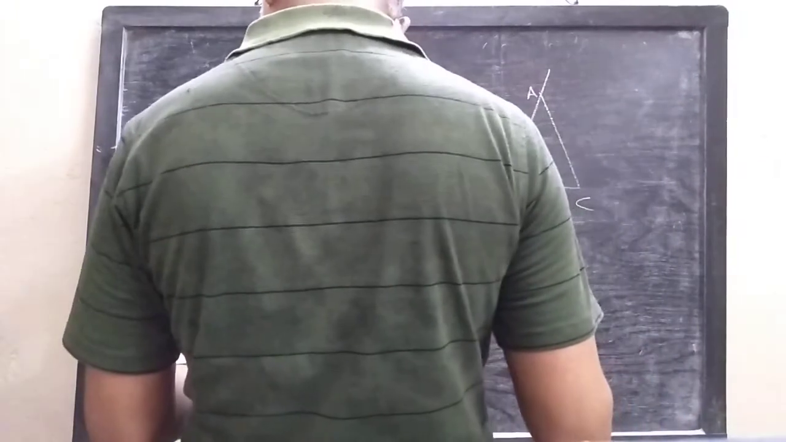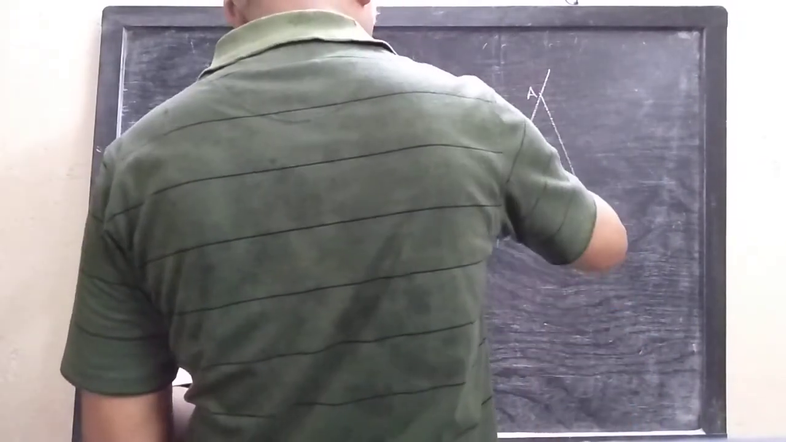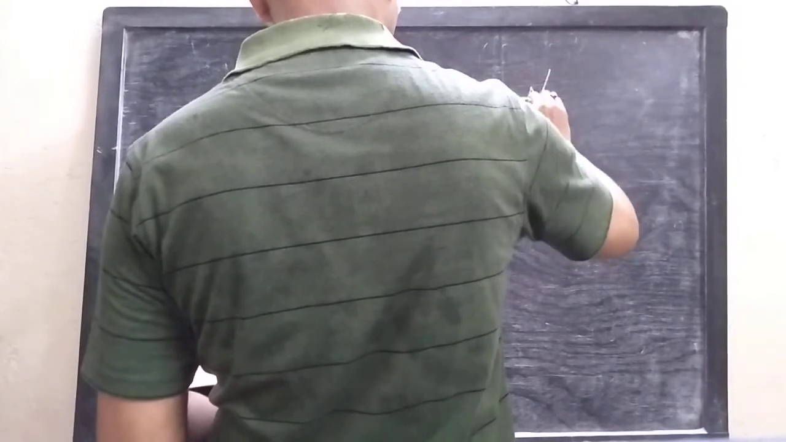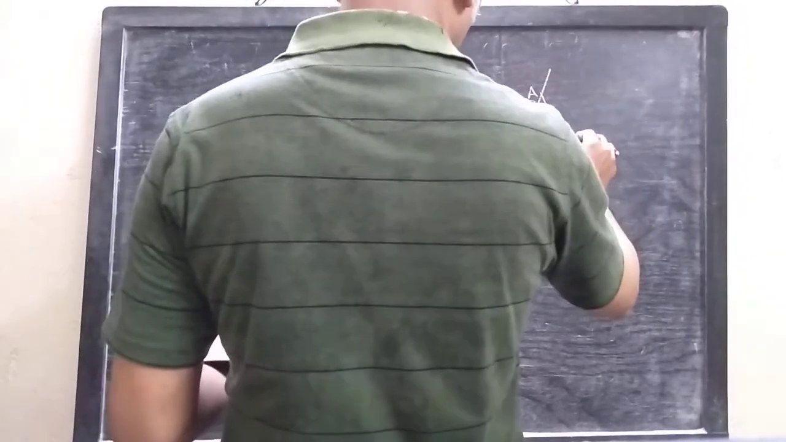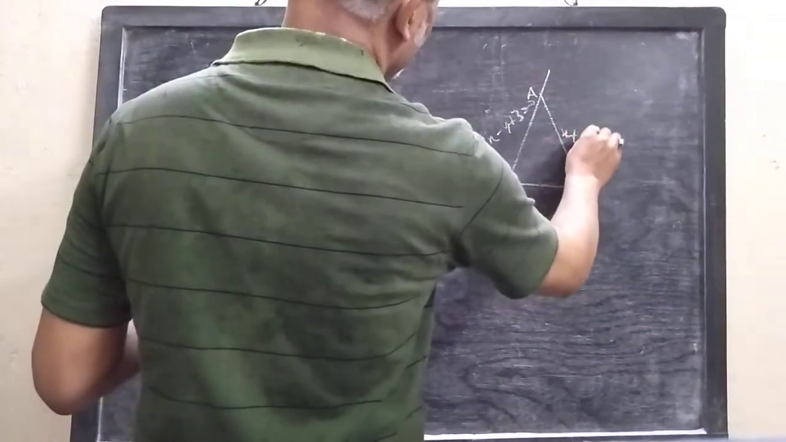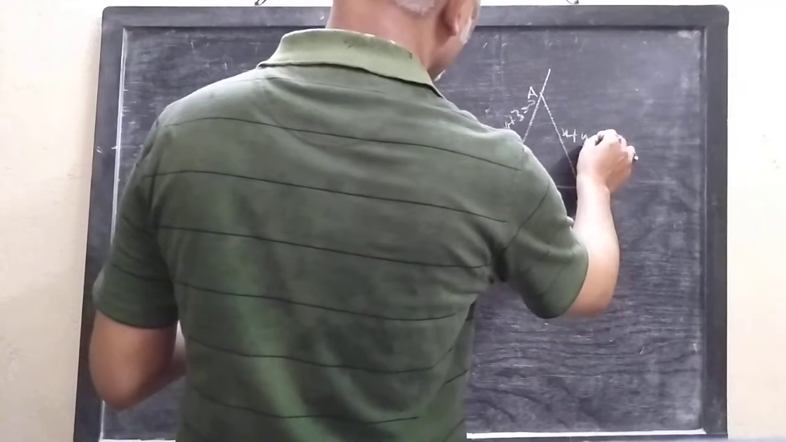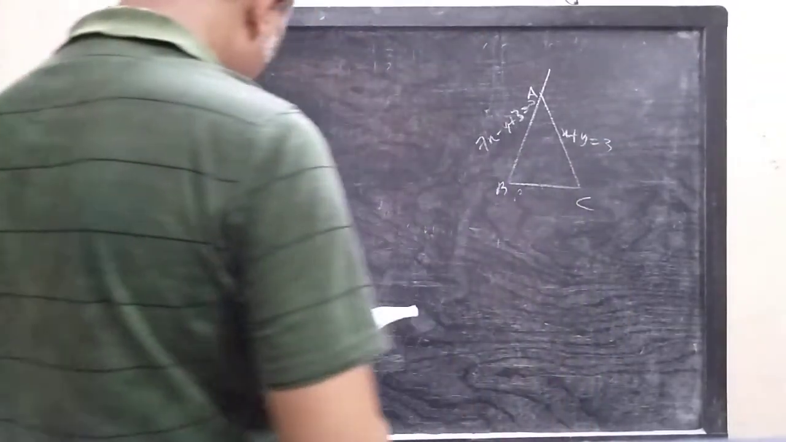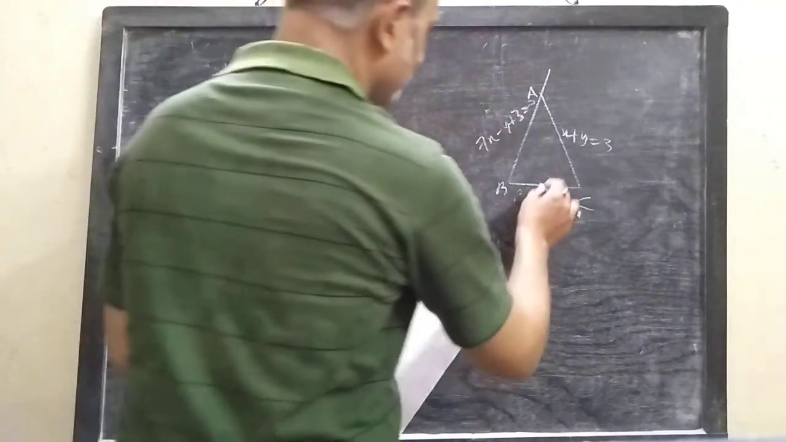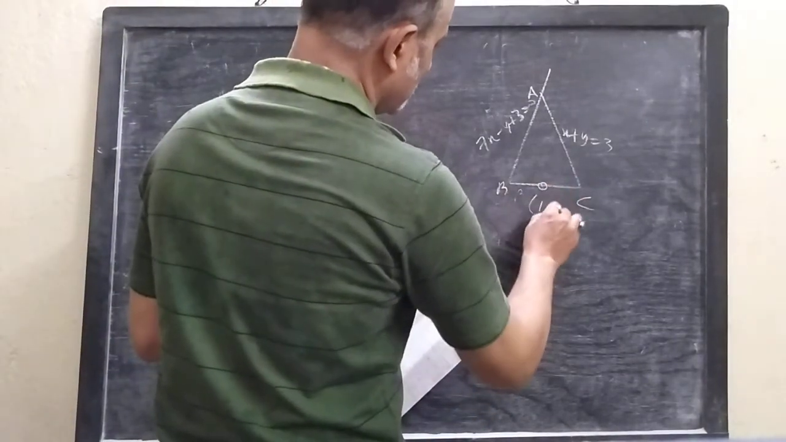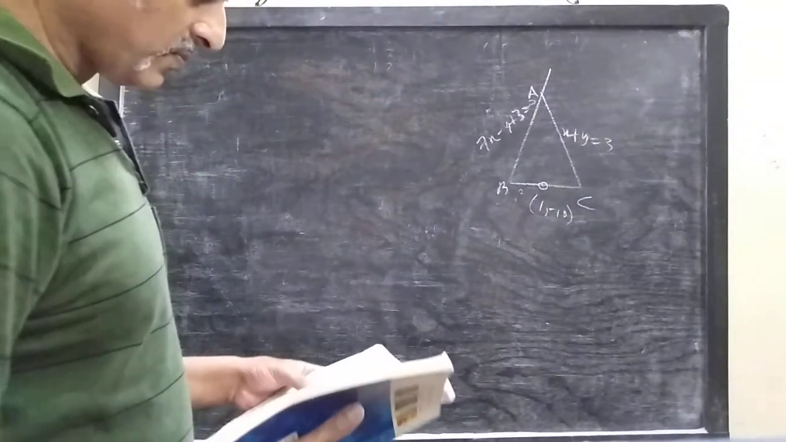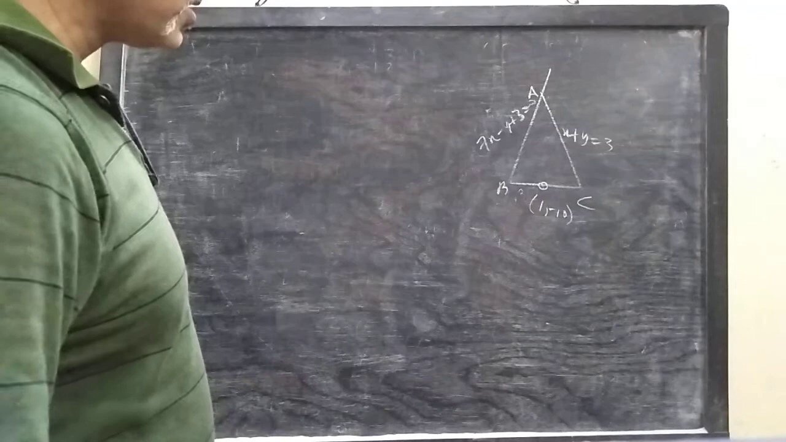Two sides are 7x minus y plus 3 equals 0, and the other is x plus y minus 3 equals 0, or x plus y equals 3, and the third side passes through the point (1, -10). So here is the point (1, -10) which lies on BC. Determine the equation of the third side.